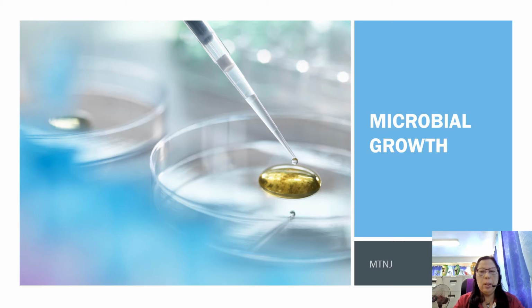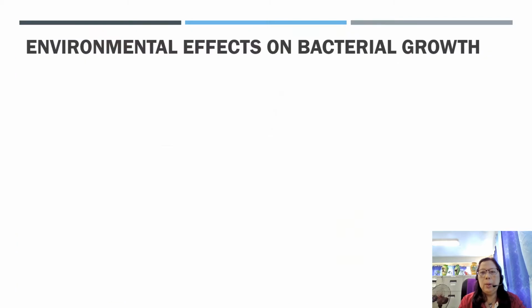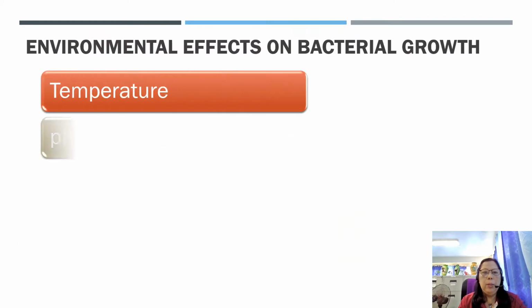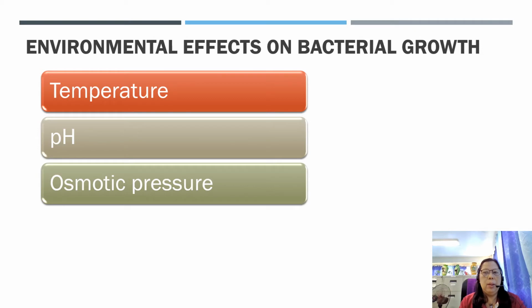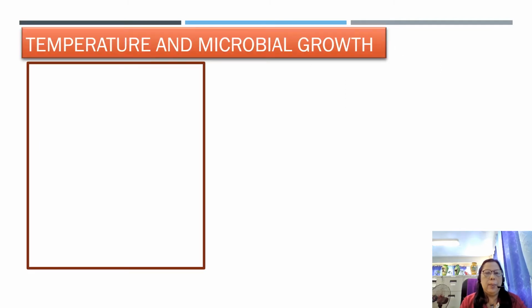We are here in another session in microbiology, and in this session, we are going to discuss microbial growth. Under microbial growth, we have to discuss bacterial nutrition, or what are the requirements of a certain bacteria in order to grow. The following are the factors that affect bacterial growth: temperature, pH, osmotic pressure, oxygen classes. Let us take all this one by one.